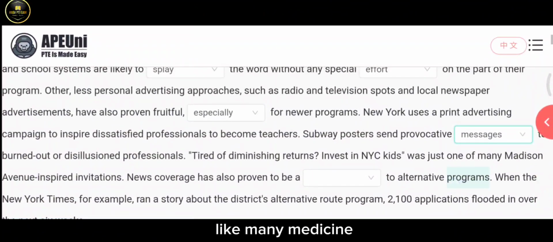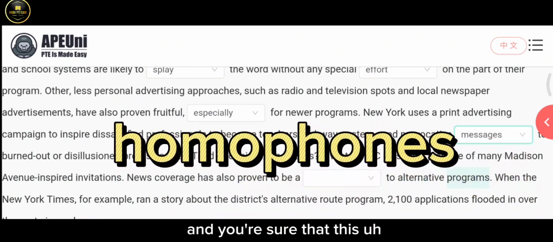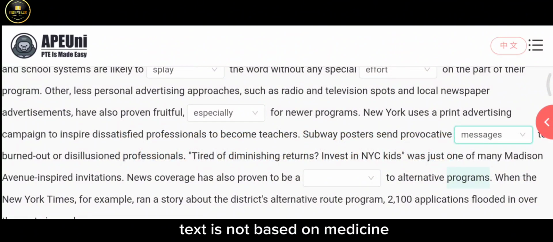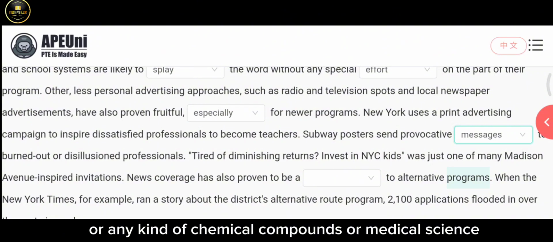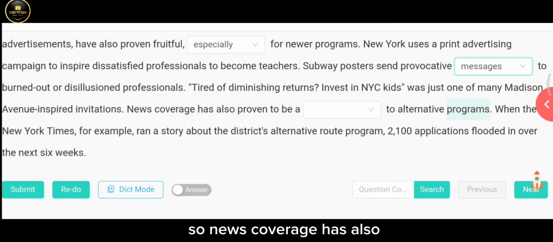As you can see over here, medicine, if they speak over here, that's a proper noun, but still if you get these kind of words in your spoken text and you're sure that this text is not based on medicine or any kind of chemical compounds or medical science, so you're not going to put that medicine. Rather than that, there should be a proper noun, or you can leave that word. So news coverage has also proven to be a dash to alternative programs.